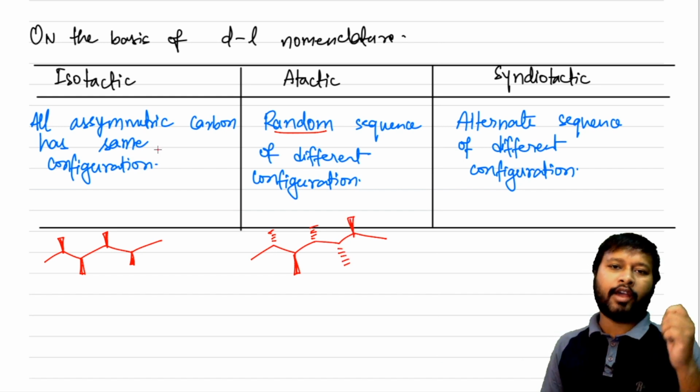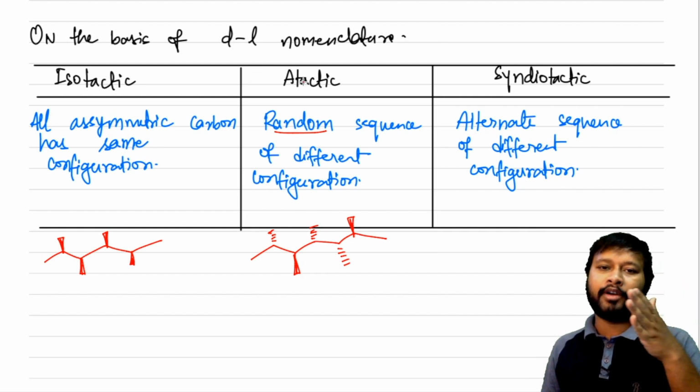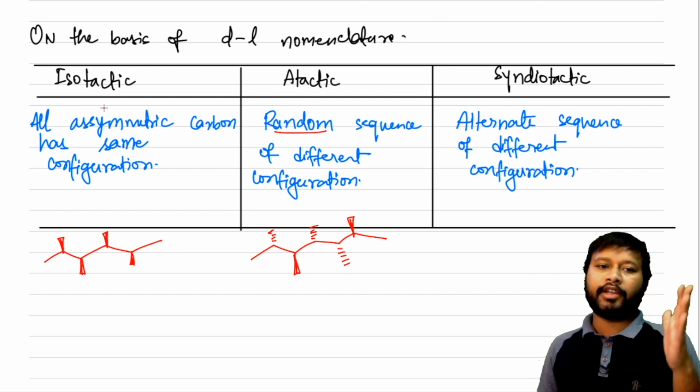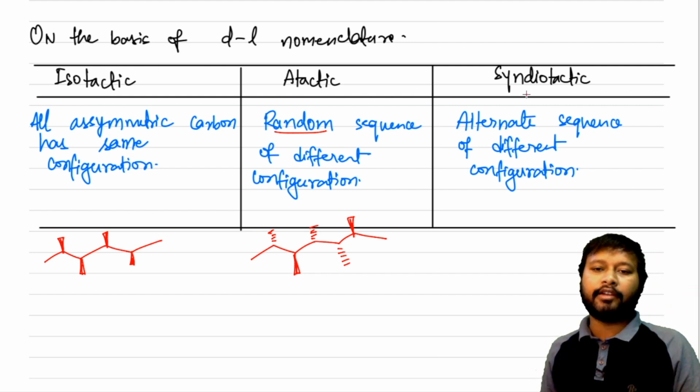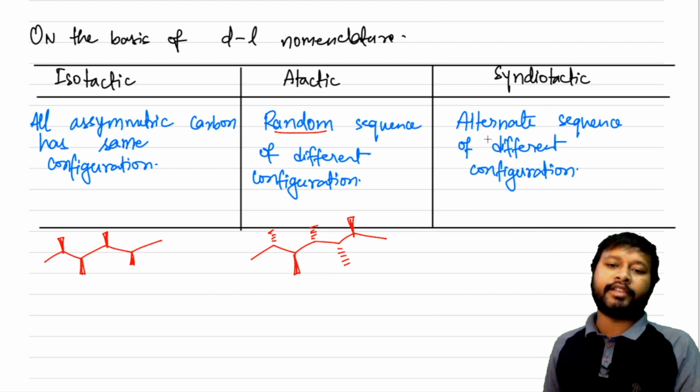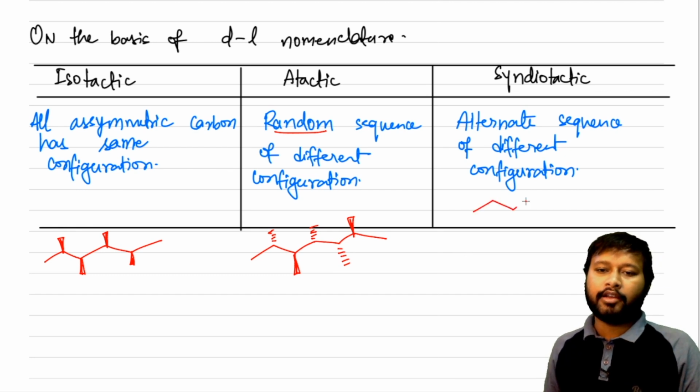So just like you have homopolymer and copolymer, in the same way, on the basis of your configuration, you have isotactic and atactic. Now syndiotactic is like your block polymers. Here there is an alternate sequence of the configuration. So configuration will be in a sequence manner. So if one is D, the other one is L, if the other one is D, the other one is L.